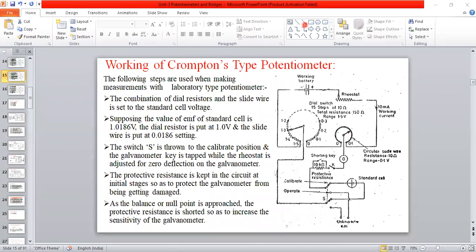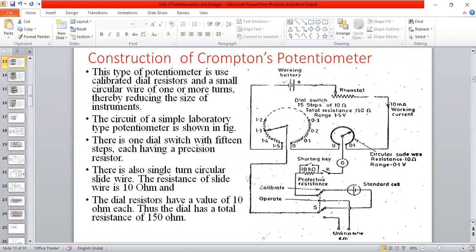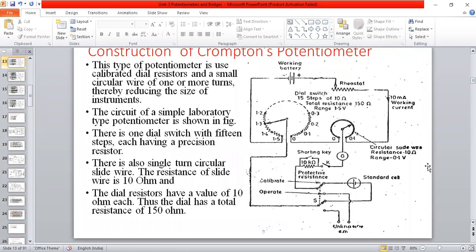Which slide is visible? The construction of Crompton potentiometer is visible. Working of Crompton, is it visible? Okay. Now it is visible. Yes, sir.